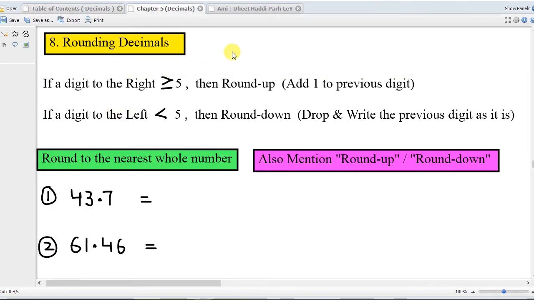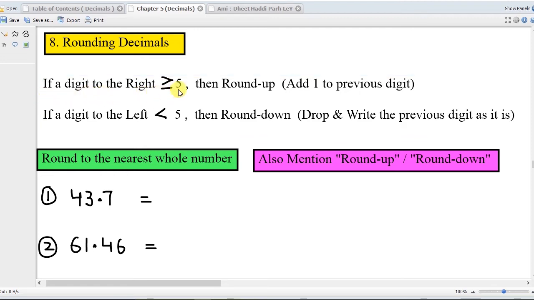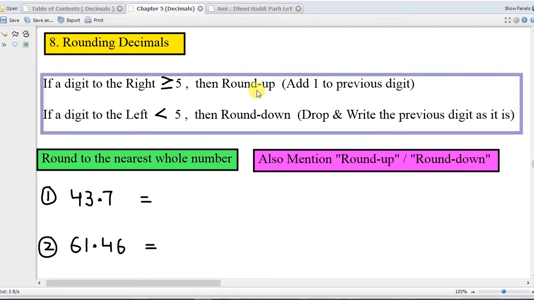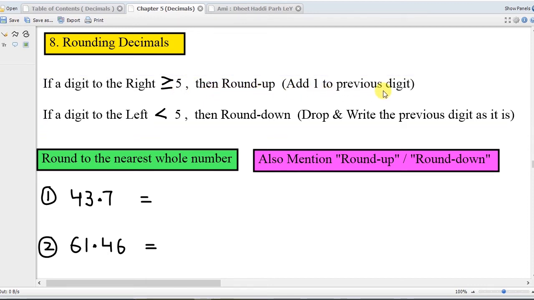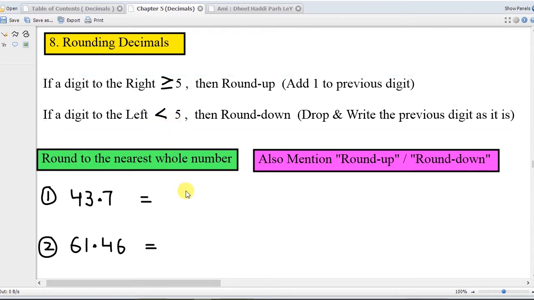So when we are talking about rounding decimal values, the rule is quite simple. If the digit to the right is greater than or equal to 5, then we have to round up, or add 1 to the previous digit. And if the number is less than 5, we have to round down, or keep that number as it is. Let's just see what it means.